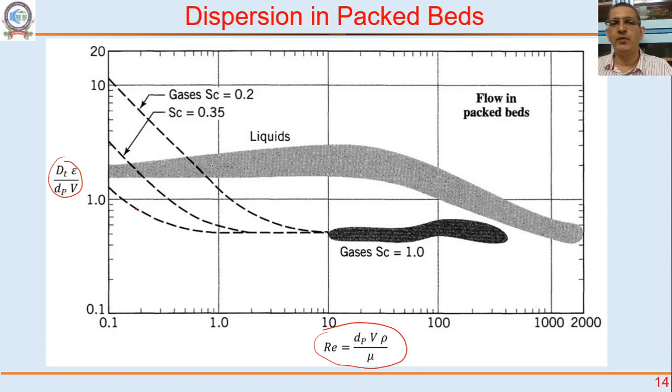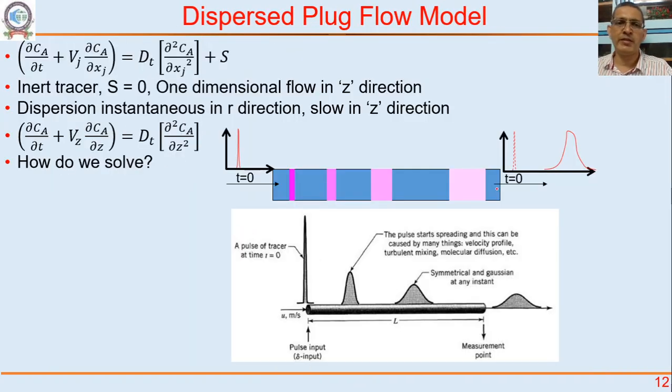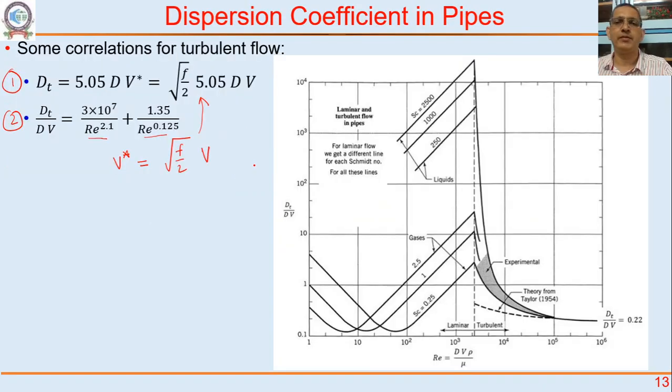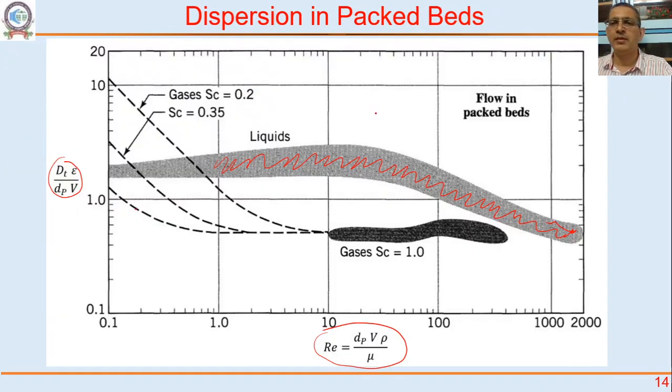And this is how the data looks for liquids. This is all experimental data. This is the experimentally measured dispersion coefficient. How do you measure it experimentally? You do a pulse injection and vary the dispersion coefficient to match the experimental observations. Okay, this is for packed beds.